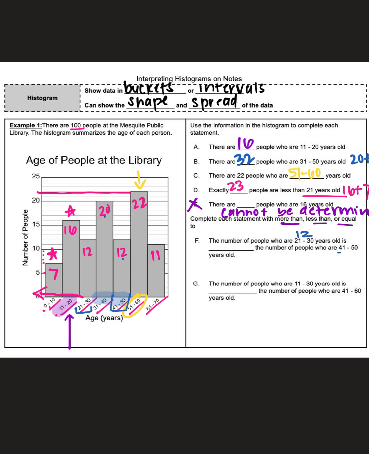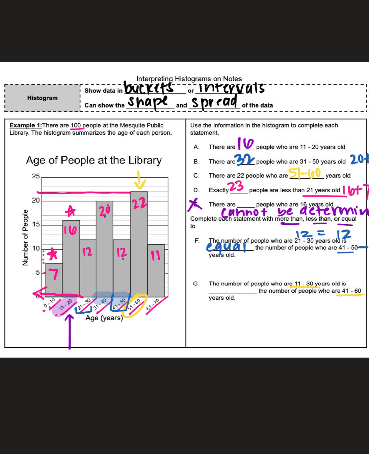That was this bucket right here, right? How many people was that? 12. I mean, I could write it down here, but that would kind of confuse us. So we're going to make sure we put them next to each other, right? Should I put more than, less than, or equal? Good, we should put equal because those two numbers are equal to one another. Our next statement says the number of people who are 11 to 30 years old is blank to the number of people who are 41 to 60. That's a little bit trickier, right? That seems like two buckets, but we'll check in just a moment.